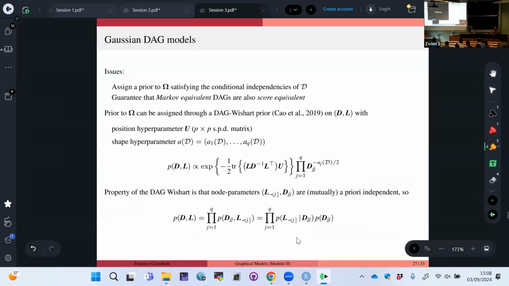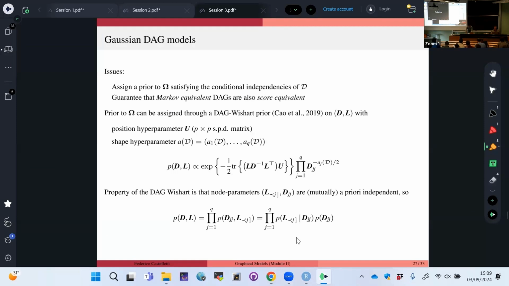Okay, then the issue is the same as before. We would like to assign a prior on the parameter of a Gaussian DAG model, which satisfies the constraints imposed by the DAG. Okay, and this is not enough. We must be careful because with DAGs, we must care about Markov equivalence. We would like this prior to satisfy an important requirement. The DAGs that are Markov equivalent must be scored equally. They must have the same score, which in a Bayesian framework is the marginal likelihood.